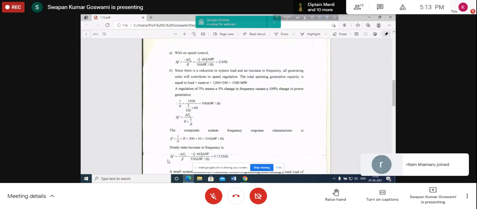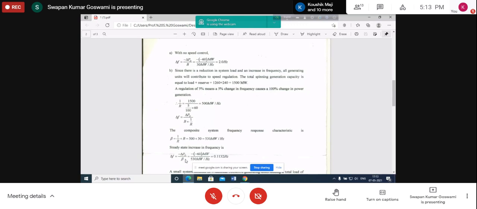Okay, so what is delta F? It is minus delta PD divided by B plus 1 upon R. If you put in the values, 60 megawatt is the change in demand and 530 megawatt per hertz is the value of B plus 1 upon R. So delta F is 0.1132 hertz. This is the change in frequency at steady state after a reduction in demand of 60 megawatt.